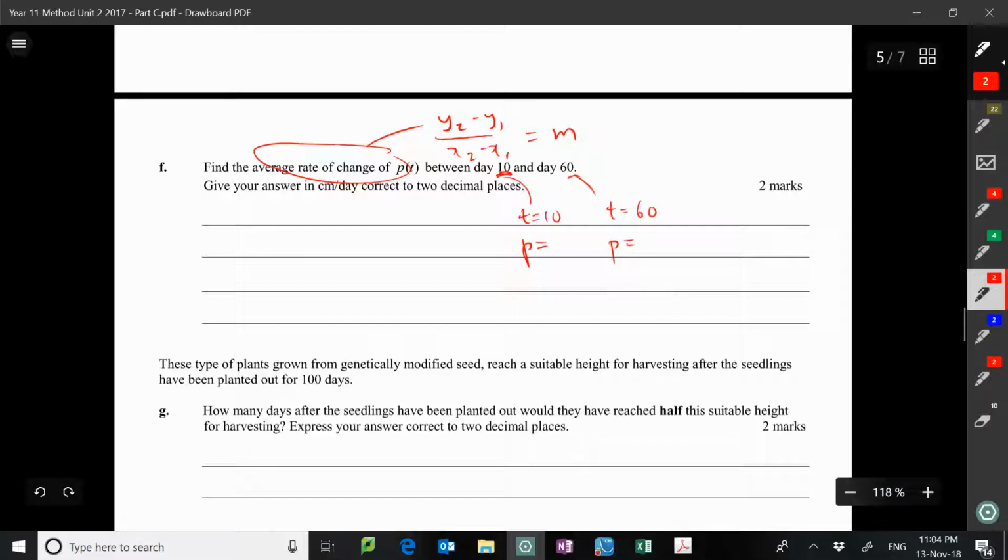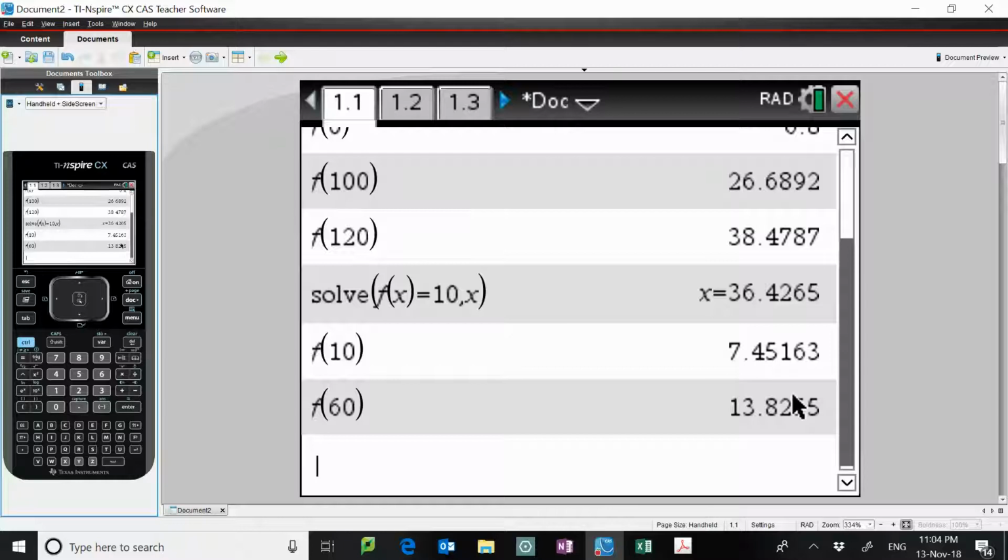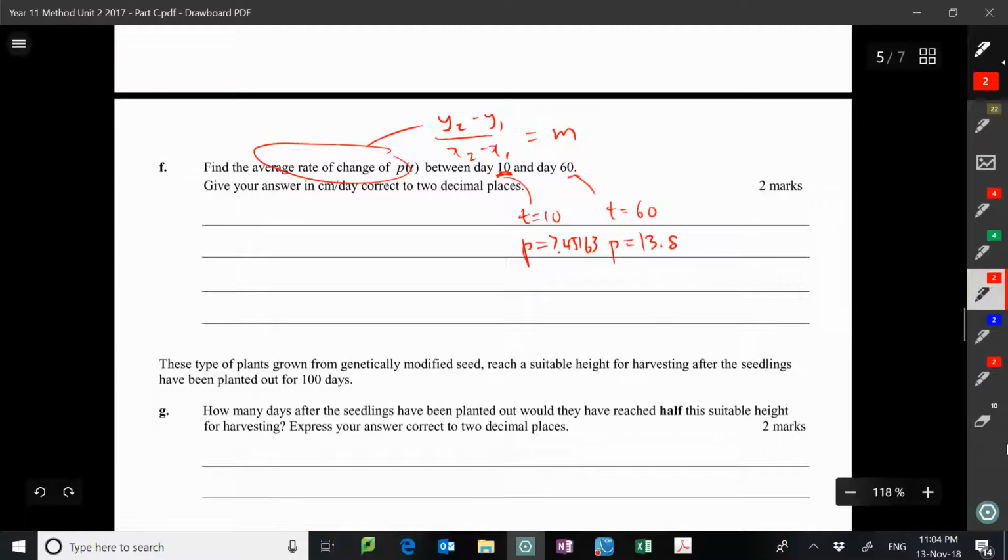It says correct to 2 decimal places. So it is 7.45163, and the other one was 13.8255. Okay, if you were to solve this, then the average rate is equal to P2, because that's the Y value. This is Y and this is the X value. P2 minus P1 over T2 minus T1.